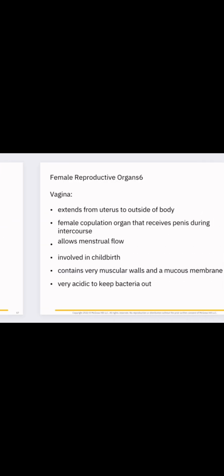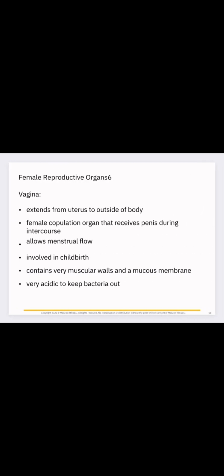The uterine wall has layers: the perimetrium, the serous outermost layer; the myometrium, the middle layer composed of smooth muscle; and the endometrium, which is the innermost layer that is sloughed off during menstruation.